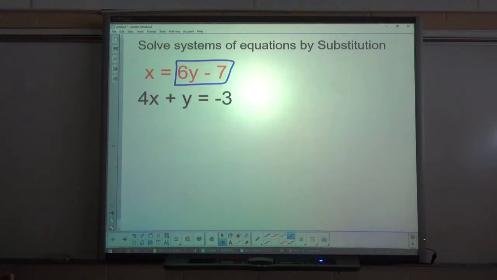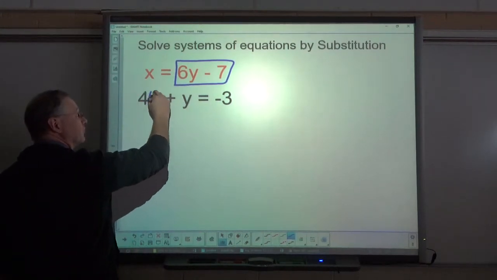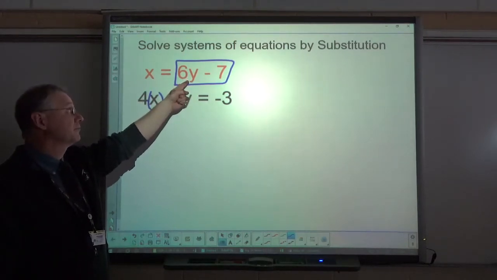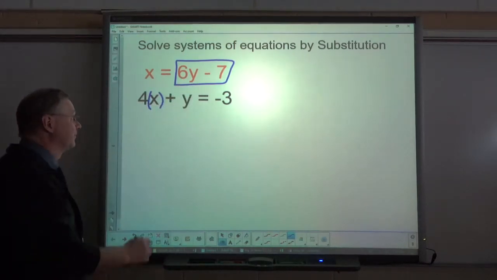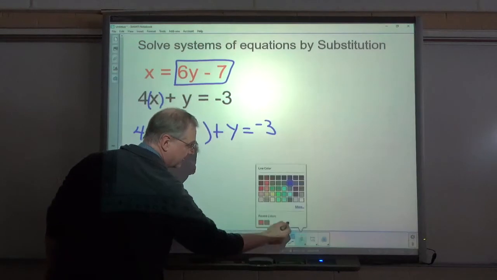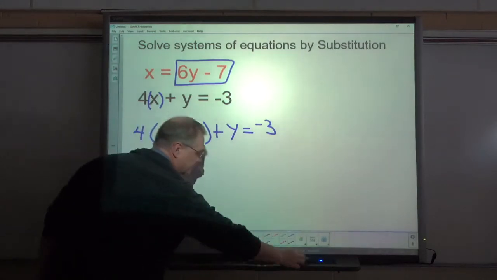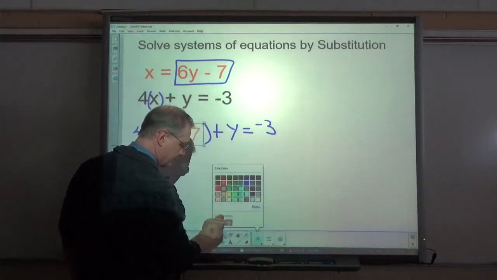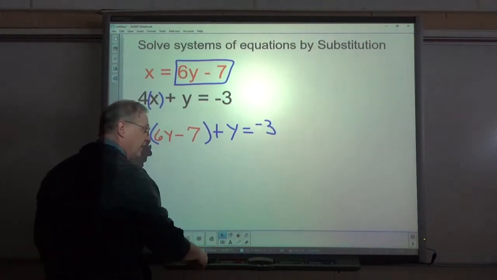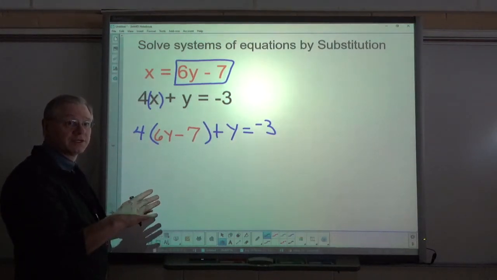So when you go to the other equation, you can't plug it in this equation, you go to the other equation and put parentheses around that x. We're going to rewrite it and fill that parenthesis with 6y minus 7. So parenthesis plus y equals negative 3, and we'll fill that in with 6y minus 7. Now I'm going to go ahead and distribute and solve for y. Now I have one equation with just one variable in it.